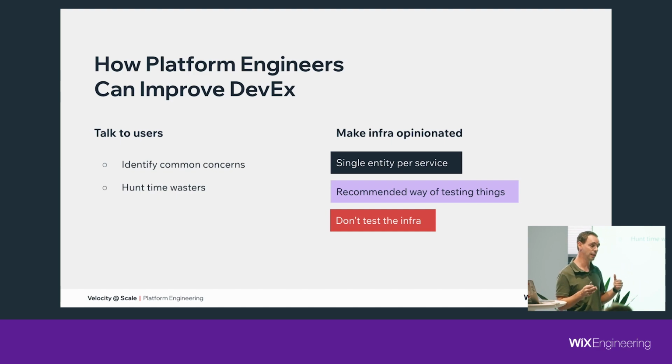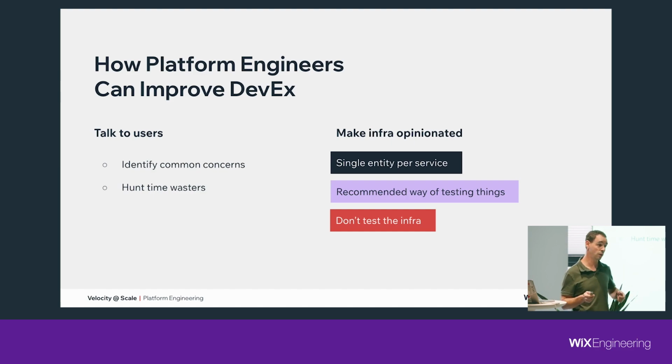Why? Because then it allows us to make certain assumptions about the infrastructure and create infrastructure which is much easier to use. And we recommend a certain way to test things. In Wix, we believe in API first, meaning that you create the API and then you build your system. So we also recommend to test everything in memory from the API level. This is how we tell people to test.